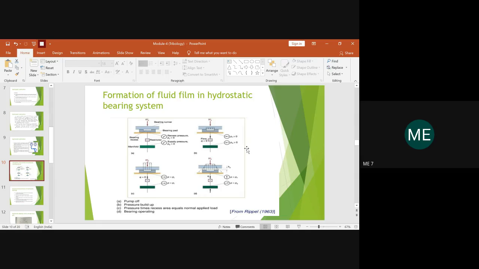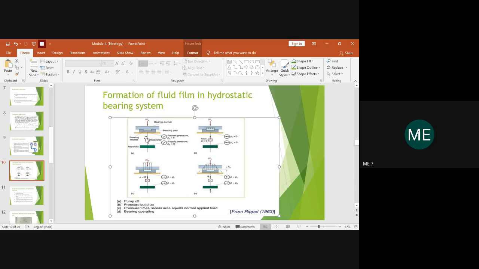So before going to the hydrostatic step bearing system, you should understand how the formation of the fluid film comes across in a hydrostatic bearing system. Hence I've just taken the copyright information from Mr. Ripple, who evaluated this concept very long ago, around 1963. So he has explained all the four stages, exactly what happens. Basically they have just shown you the sectional view related to our fluid film formation, not the entire figure.